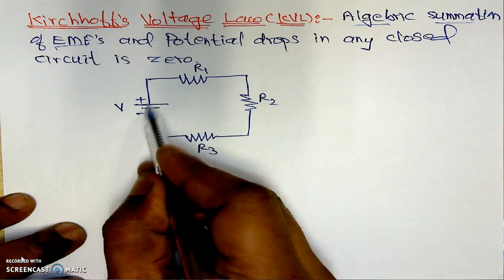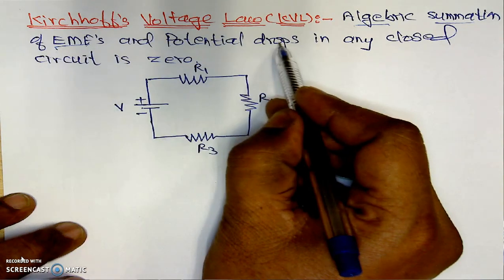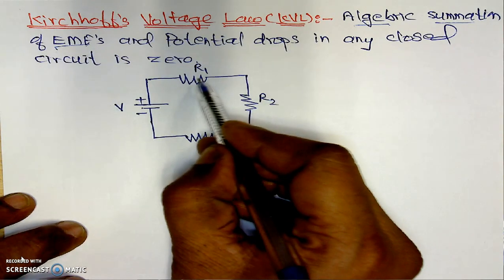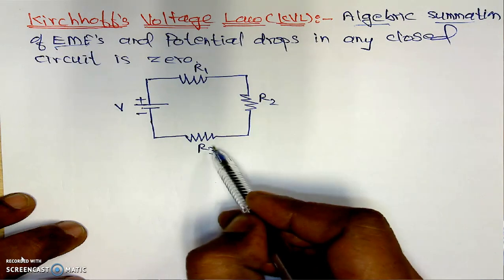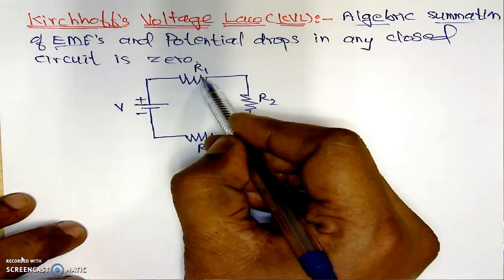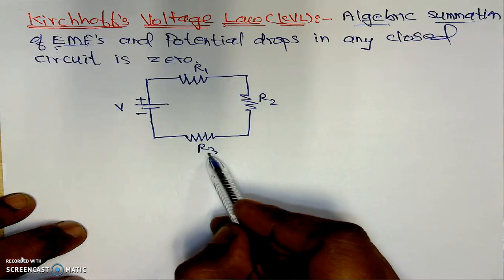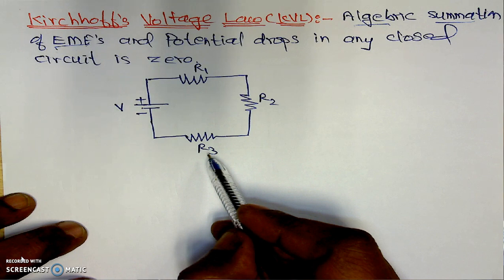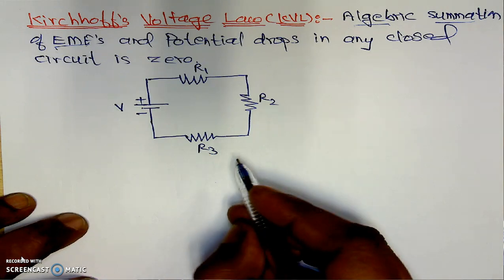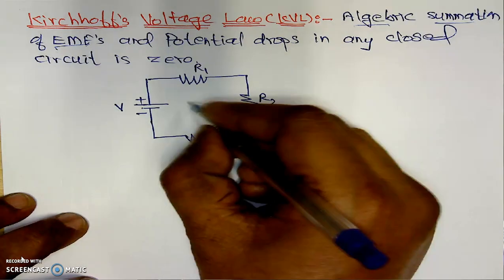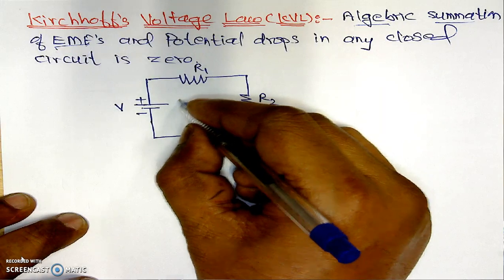Here the applied voltage is V. And potential drops are nothing but the voltages developed across R1, R2 and R3. The voltage developed across R1 will be its current into its resistance, and so on. Before applying the KVL to any circuit, we have to assume a suitable direction of the current, or we have to select the current.